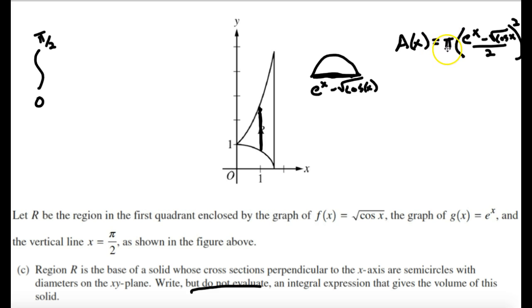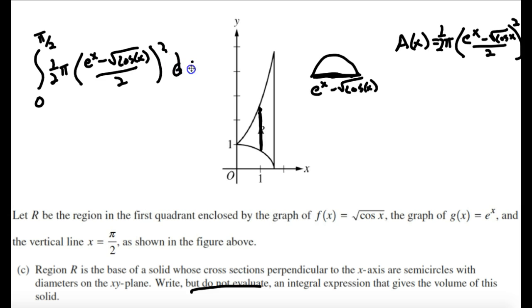Whoops, I forgot my 1/2 out here, didn't I? Because this is half of a circle, so the area is 1/2 pi r squared. So we're integrating this function, 1/2 times pi times e to the x minus the square root of cosine of x, over 2, squared, dx. And we could pull this 1/2 pi out front, doesn't really matter. All right, and that's it. It says do not evaluate. So this would be my volume for this situation.